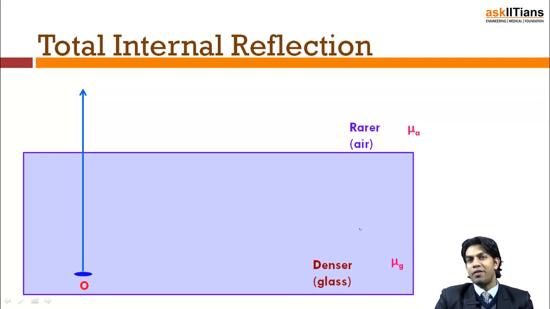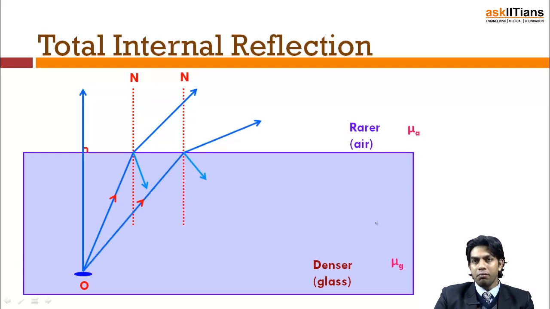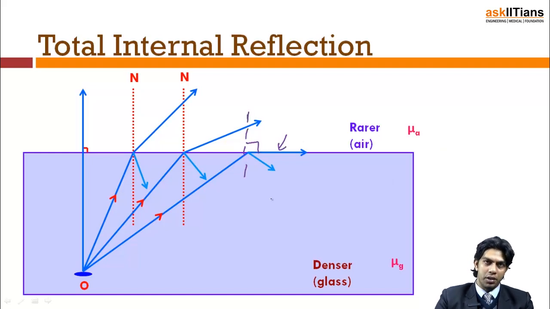So usually I will have different sets of light rays hitting the surface, which is common to both rarer and denser medium. So one light ray will simply refract to start moving with a new direction. Other one will refract. So as I'm increasing the angle of incidence, I do see that they will move further away from the normal. Now there will come a point where the angle of refraction is such that it's 90 degrees.